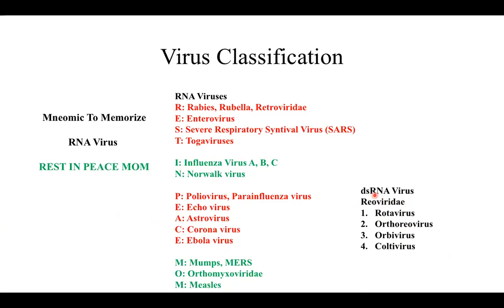Or we can say the double-stranded RNA viruses are the Reoviridae groups, that is rotavirus, orthoreovirus, and another is orbivirus and coltivirus. These are only the four strains of double-stranded RNA viruses.